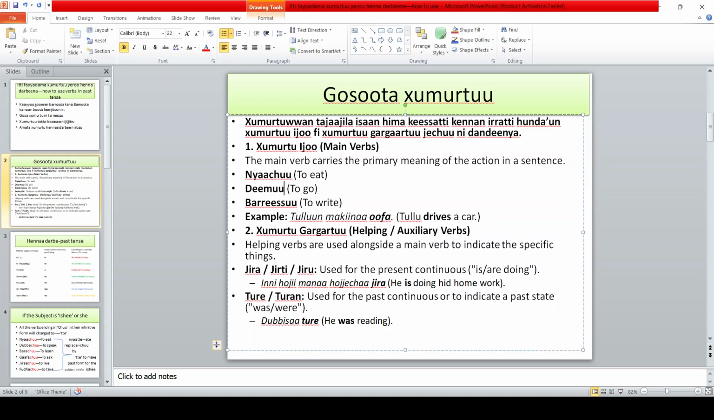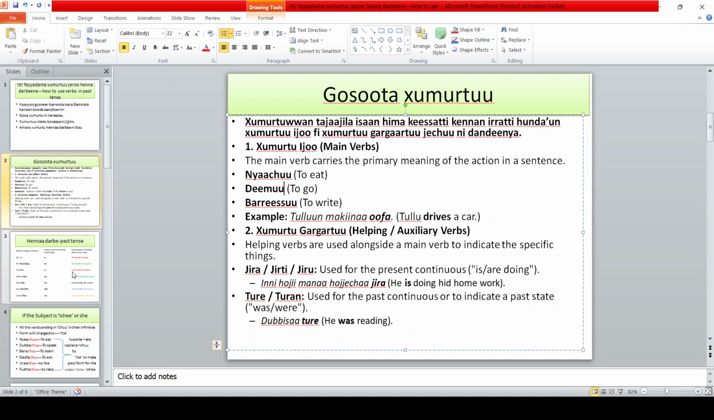So these are the two types of verbs we have, especially the main verb and the helping verb. Main verbs are like nyaachuu, deemuu, barreessuu, hojjechuu, jaalachuu, taphachuu. Helping verbs are like dhaa, jira, jirti, jiru, ture, turan, based on the subject. This changes also. Ani deemeen ture, ati deemtee turte, isheen deemtee turte, isaan deemanii turan. So jira, jirti, we use it for is or are.